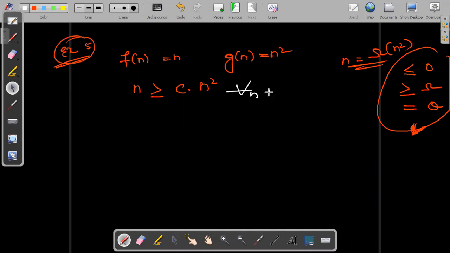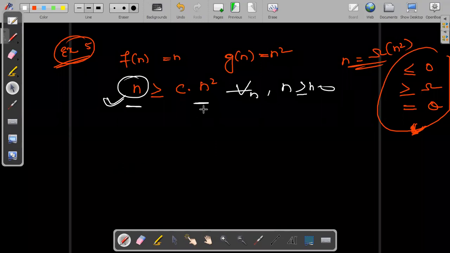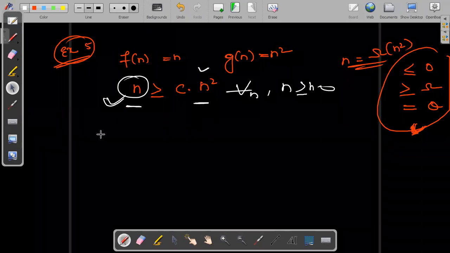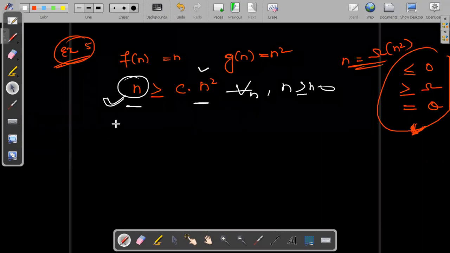For all n, where n value is greater than or equal to n naught, please observe these things. I wanted to make this one greater, but you see here, n is there, and n square is there. Now tell me which is greater in this. Right side is greater. Yes or not? Right side is greater.